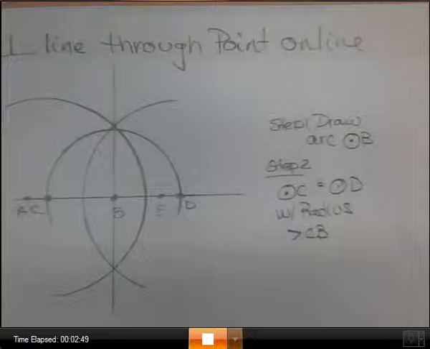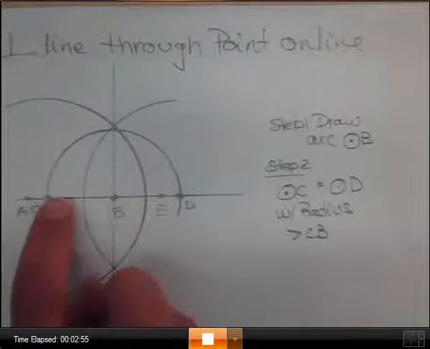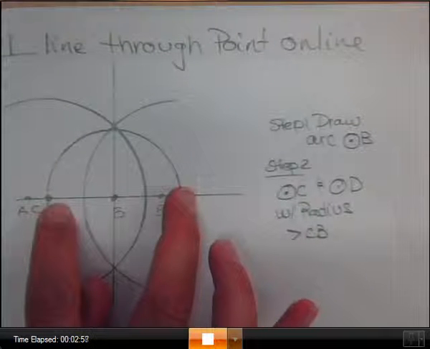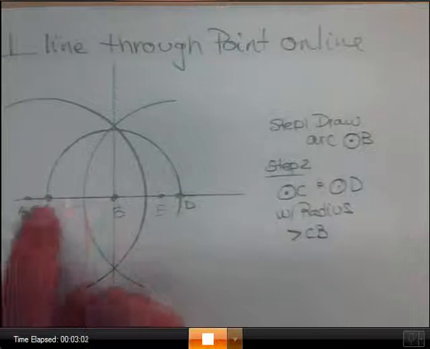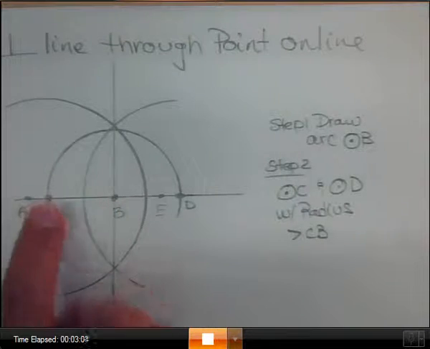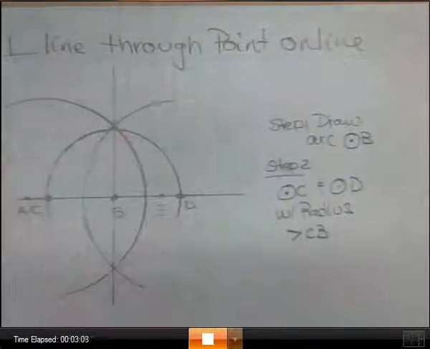Anybody else? Okay. So, summarize. We do one arc centered at the point that was given. You label your intersections. Then you do a new arc that has a radius bigger than halfway. You do it centered at C, centered at D. Where they intersect is your line.